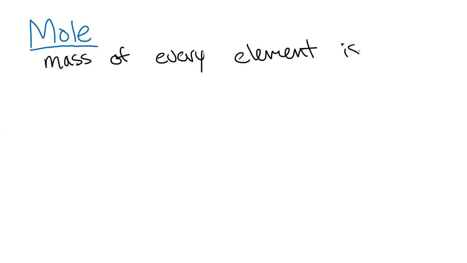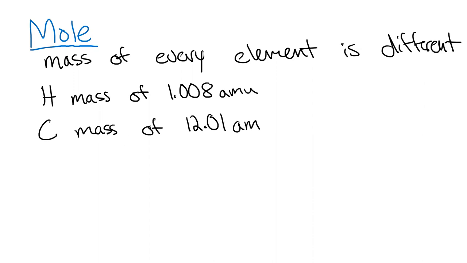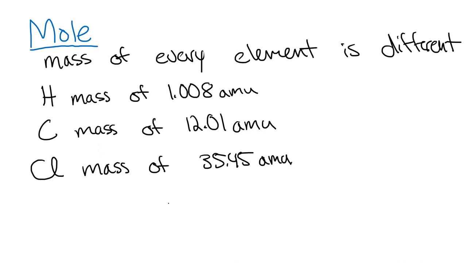We've talked about a number of things. The first thing to consider is the mass of every element is different, okay? For example, hydrogen has a mass of 1.008 AMU. Okay. Carbon has a mass of 12.01 AMU. And one last example, let's use chlorine, because it's significantly different, has a mass of 35.45 AMU. Okay.